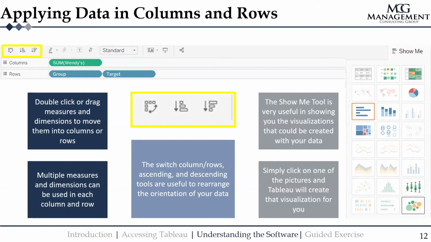The Show Me tool is probably going to be one of your most useful tools. What that Show Me tool does is once you bring in the measures and dimensions that you're going to be looking at, you could click that Show Me tool and it automatically creates the visualization for you. So all you have to do is choose what measures and what dimensions, what data points you're going to be looking at. And then that Show Me tool is going to show you what graphs can be made based on what data points you want to look at.